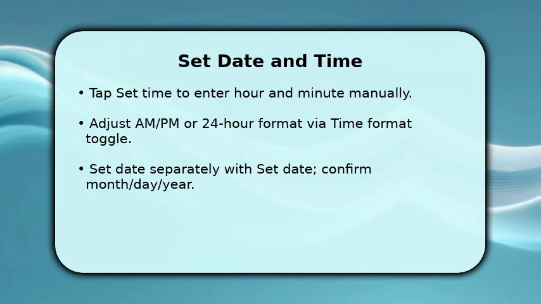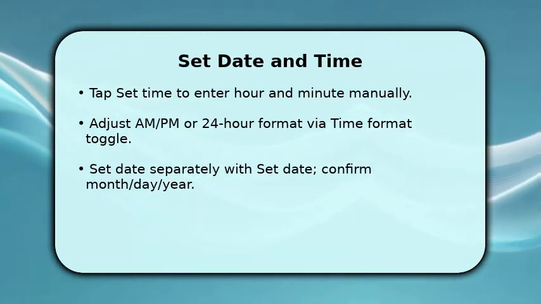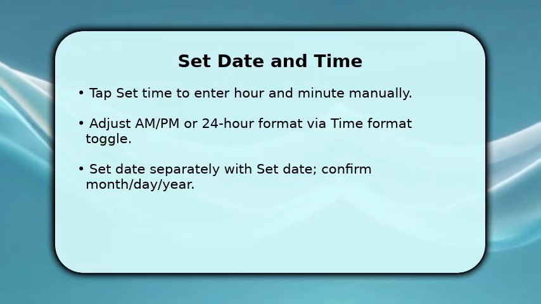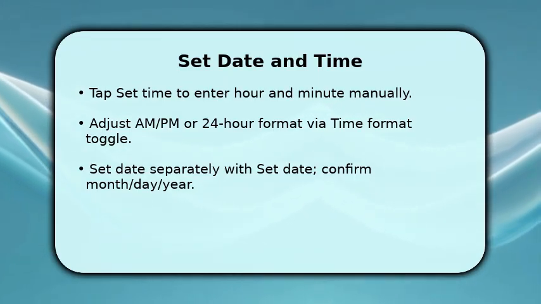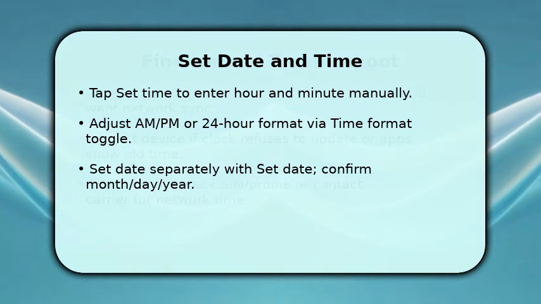Once time is right, move to Set Date and update day, month, and year. Double-check before saving so scheduled reminders remain accurate. Finish by saving your manual entries and observing the system clock in the status bar.